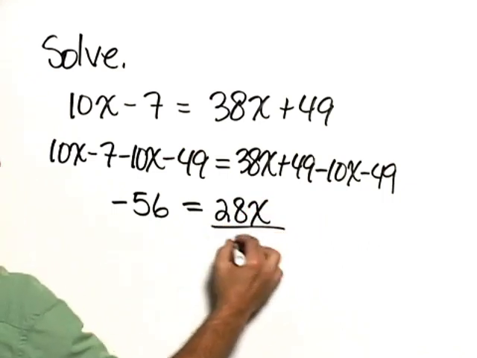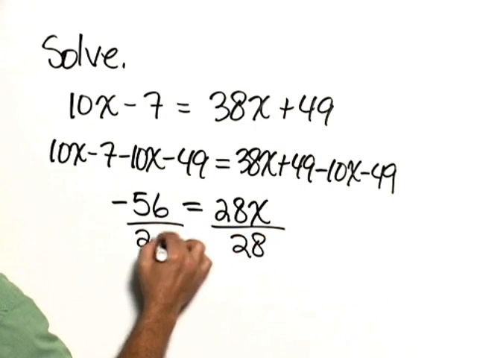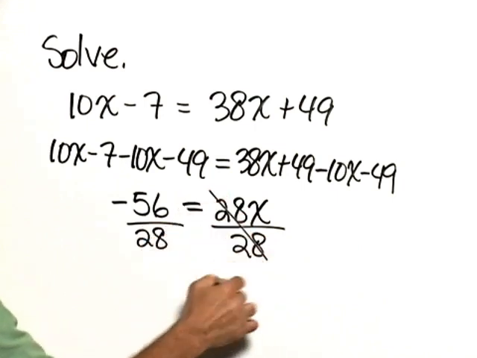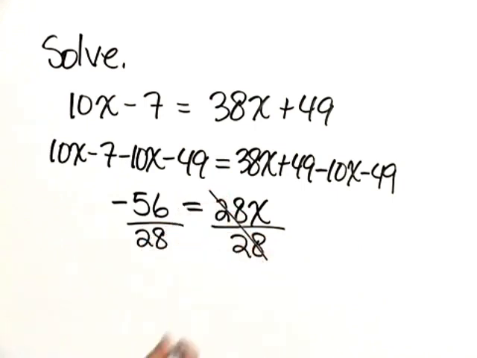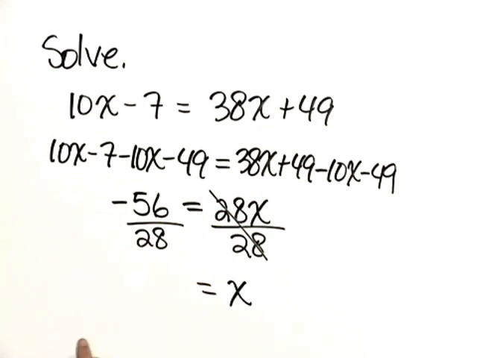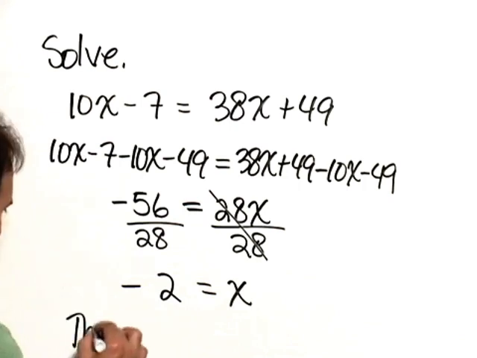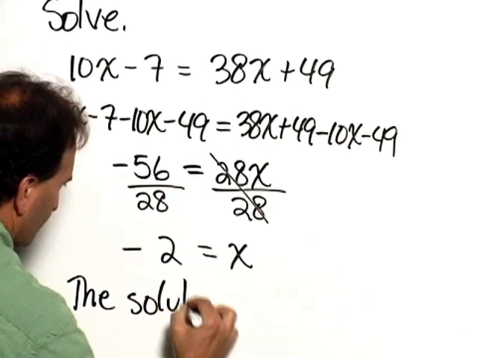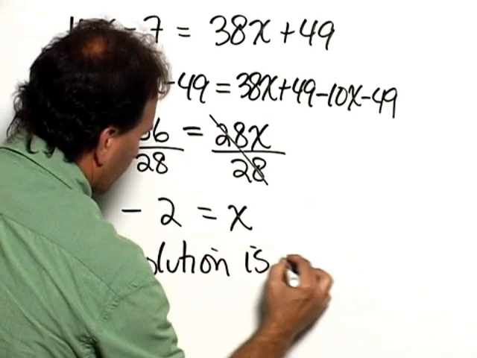Now, divide both sides by 28. We can remove a factor of 1, 28 over 28, giving us the result x equals, and then a negative divided by a positive. Unlike signs, the answer is negative. 56 divided by 28 is 2. Our answer, x equals negative 2, and it does check. So the solution is negative 2.